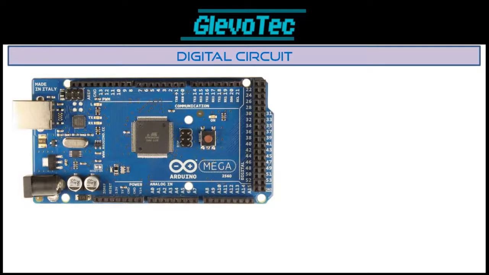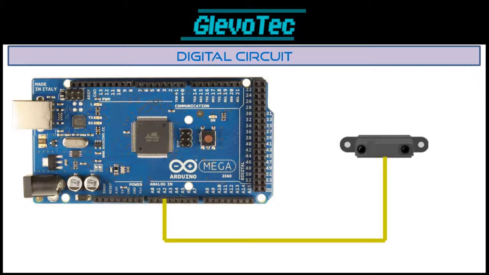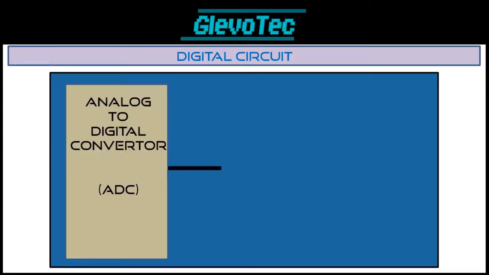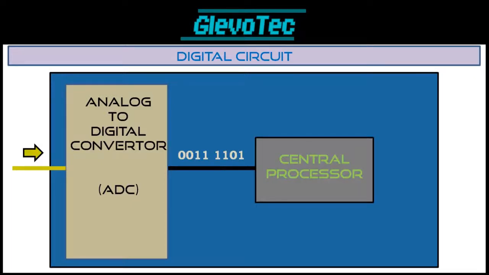For the digital approach, we'll use an Arduino, as this is the most common way. We'll connect the output of the sensor to an analog input of the Arduino. Yes, most microcontrollers have analog inputs. What will happen in short is this. The Arduino microcontroller will use an internally built-in ADC, or analog to digital converter. That's quite a complex piece of electronics that basically converts the analog voltage into a digital signal or binary code, as we saw in the previous video. It will send that code into the central processor.